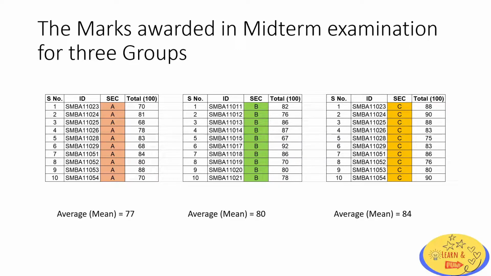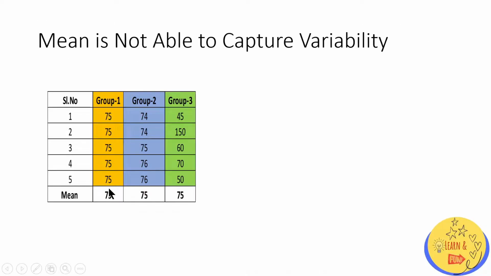For example, you see this is another set of three groups. The first group has all five observations as 75, so automatically the mean is going to be 75. Group 2 has some variability in its observations, but still the mean is 75. And the third group has a lot of variation, but still the mean is 75. Hence with the help of the mean alone, we may not be able to capture the variability. Can you see that these means are all the same, right?